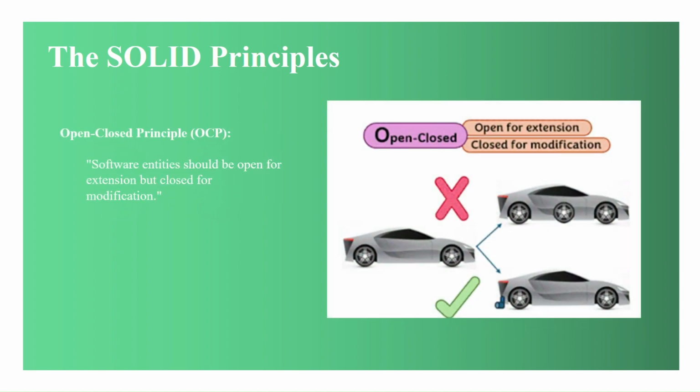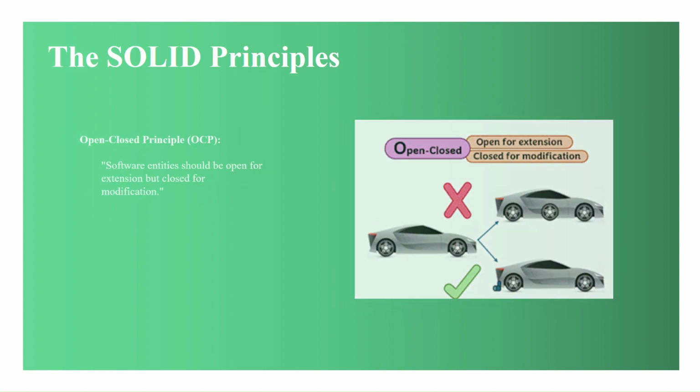Next one is the open closed principle. Software entities should be open for extension but closed for modification. Imagine a payment processing module. Instead of rewriting the code every time a new payment method is added, you can design the system to support new payment adapters without altering the existing code.